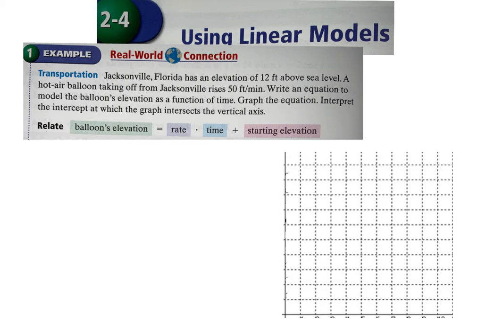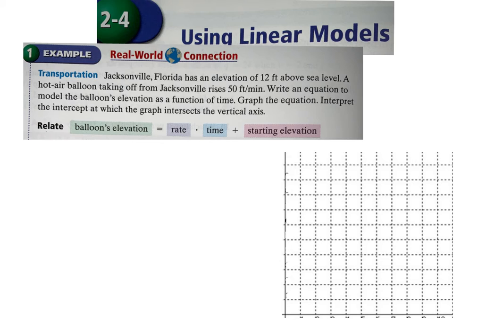Jacksonville, Florida has an elevation of 12 feet above sea level. A hot air balloon taking off from Jacksonville rises 50 feet per minute. Write an equation to model the balloon's elevation as a function of time. Graph the equation, and interpret the intercept at which the graph intersects the vertical axis.